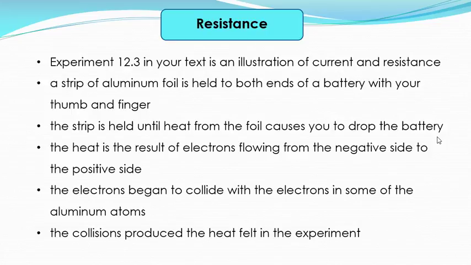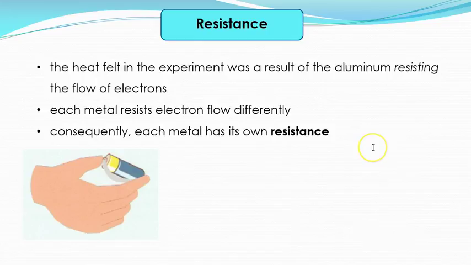The electrons in the battery begin to collide with the electrons in some of the aluminum atoms. The collisions produced the heat felt in the experiment. That heat felt in the experiment was a result of the aluminum resisting the flow of electrons. Each metal resists electron flow differently. Consequently, each metal has its own resistance.